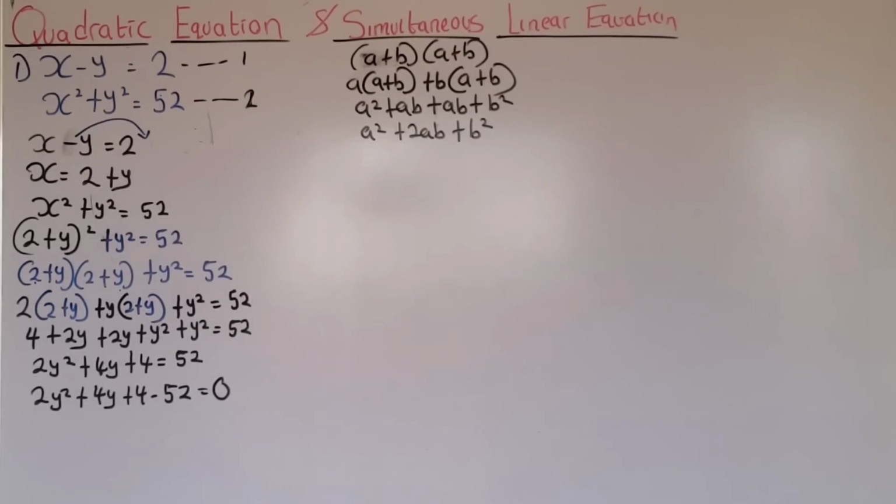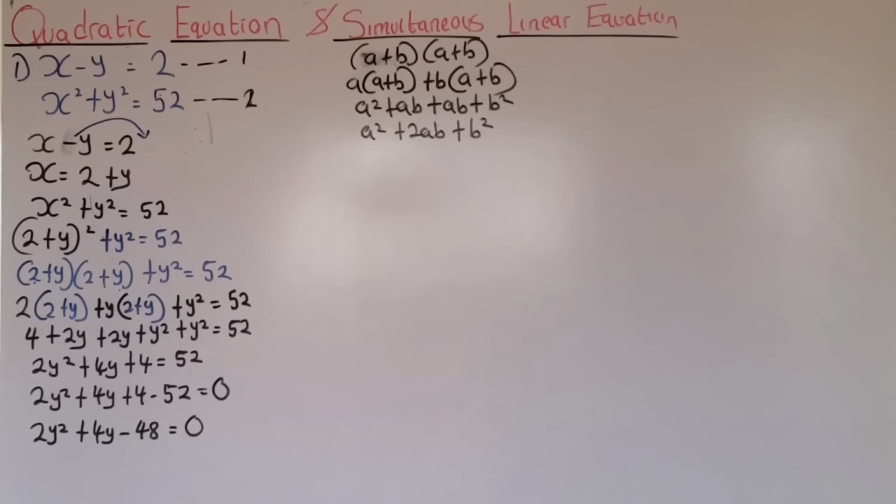Now, we have gotten to this point. The next step here is that, let us subtract 4 from 52. That will give us 48. So I'm going to have 2y squared plus 4y, negative 48, equals to 0. Okay, so you can see that we have a quadratic equation now.